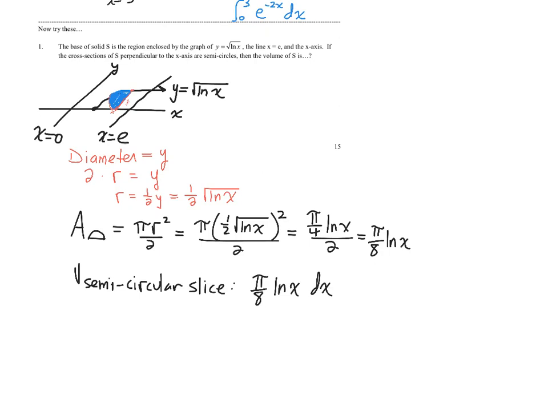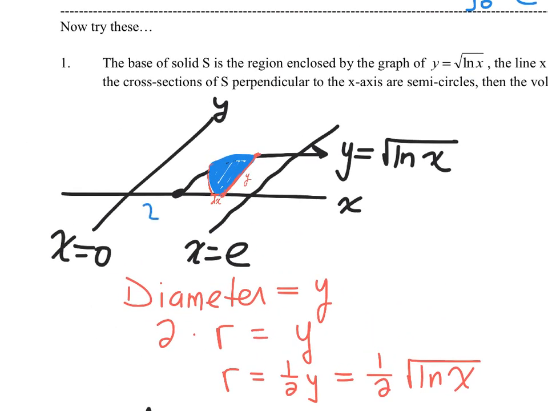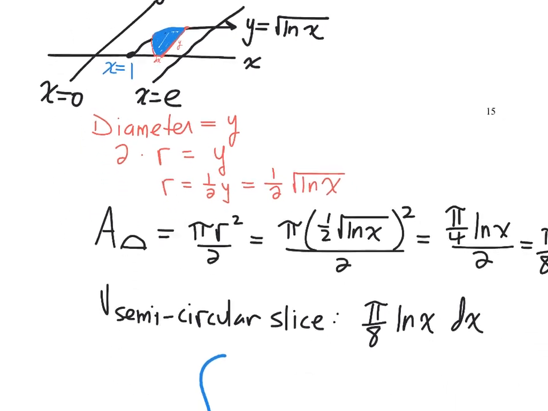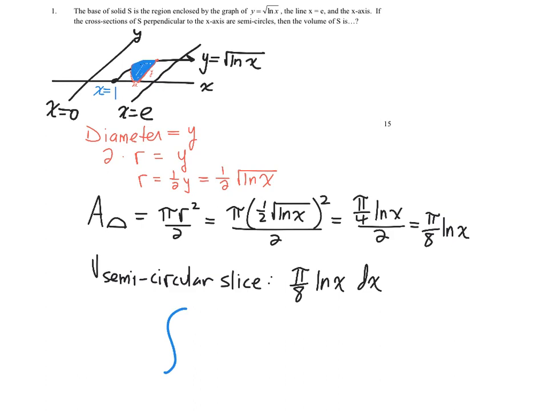If I want them all, I'm integrating not from 0. Yeah, this is x equals 0, that's the y-axis. But the bounded area doesn't start till this location. Which is where? X equals what? Where's the natural log across the x-axis? 1, yeah. All right, so we're going to go from 1 to e. 1 to e of pi over 8 times the ln of x dx.